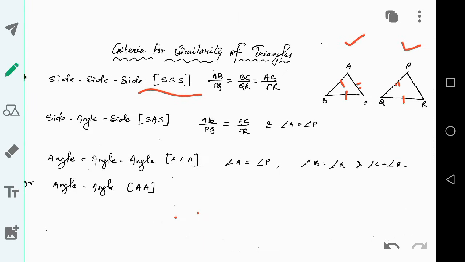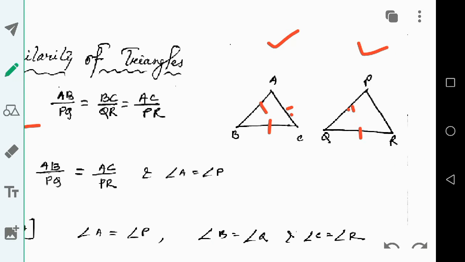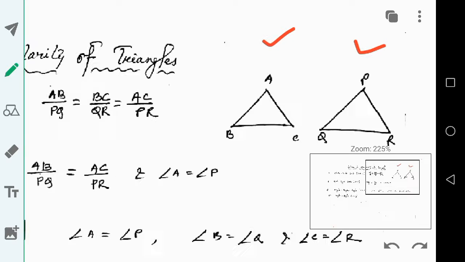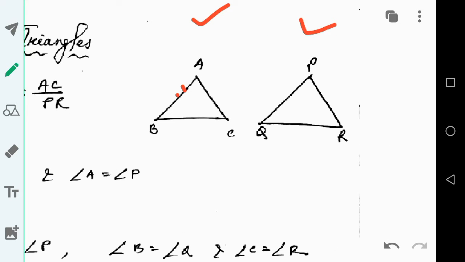And the next criteria is side angle side. Suppose any two pair of sides of these two triangles are in the same ratio, suppose AB by PQ equal to AC by PR, and the angle between these two pairs are also equal, suppose angle A equal to angle P, then according to side angle side, these two triangles will be similar.